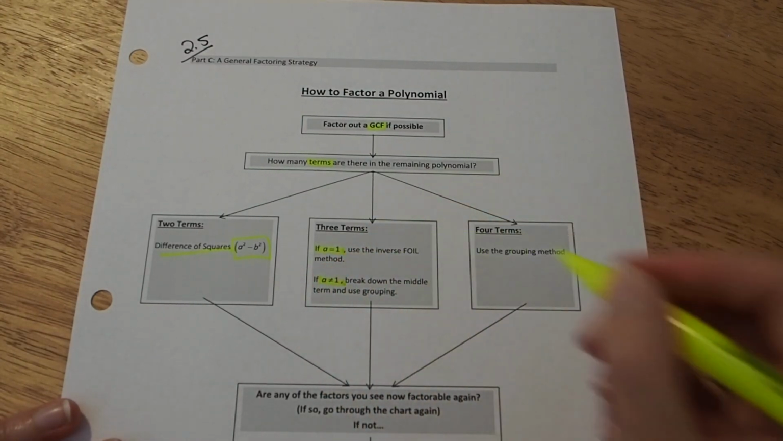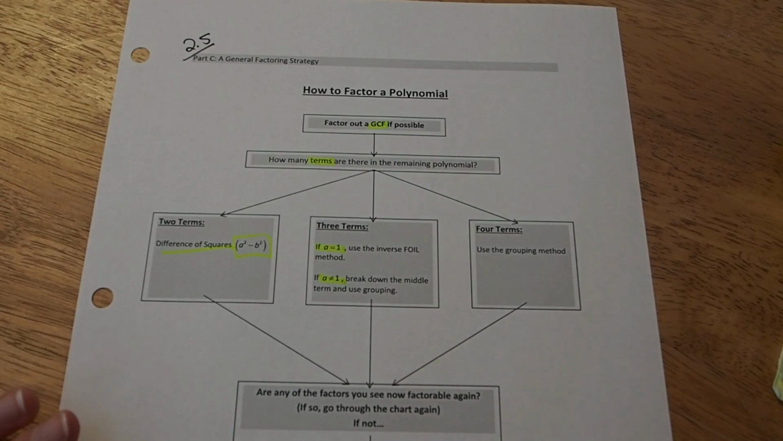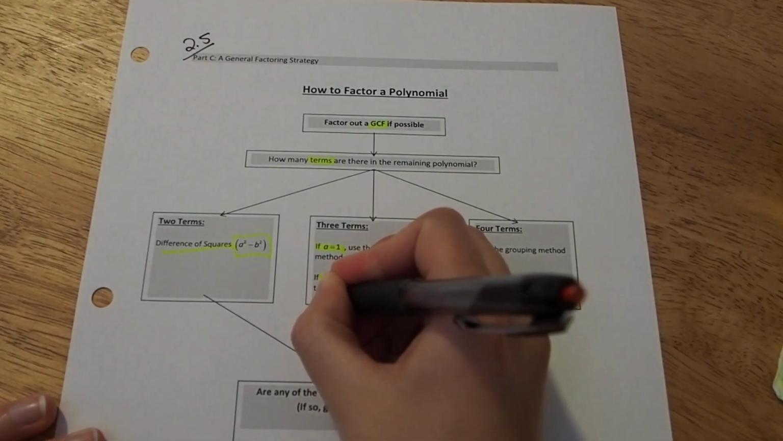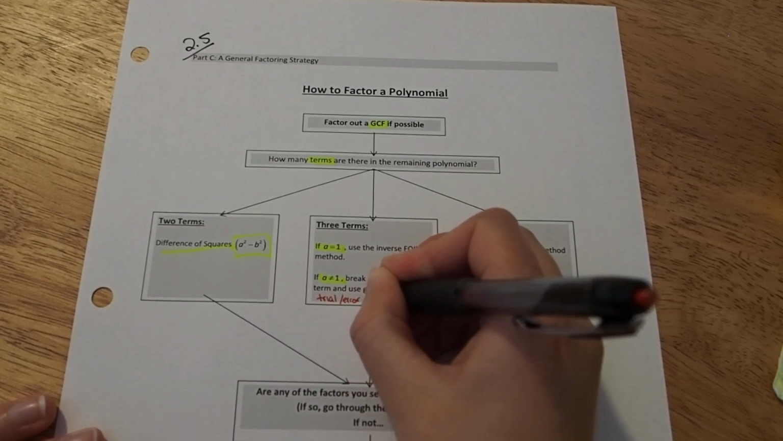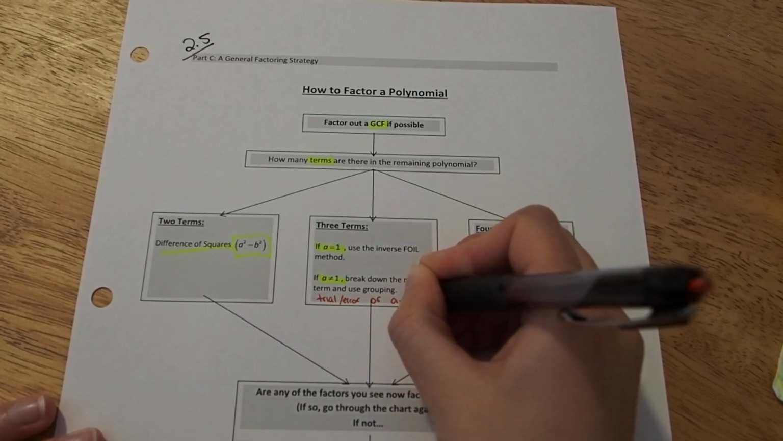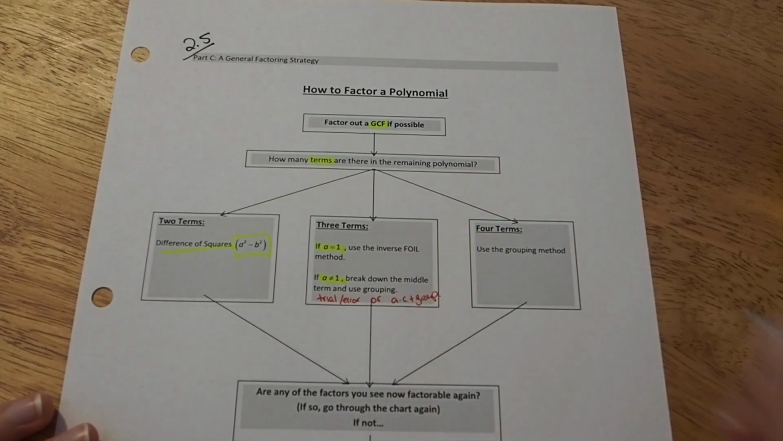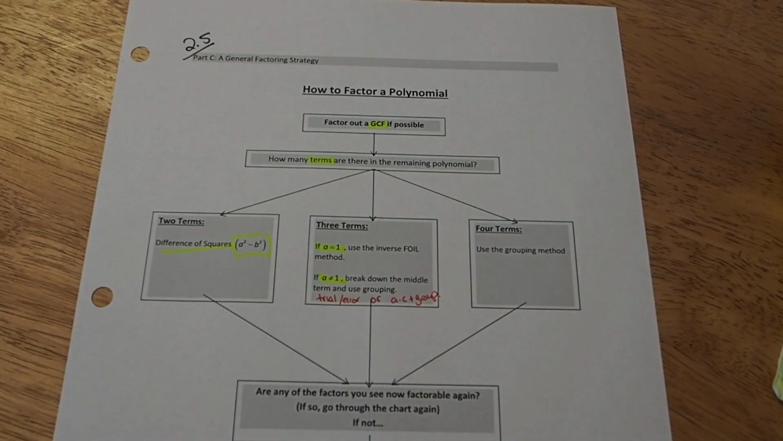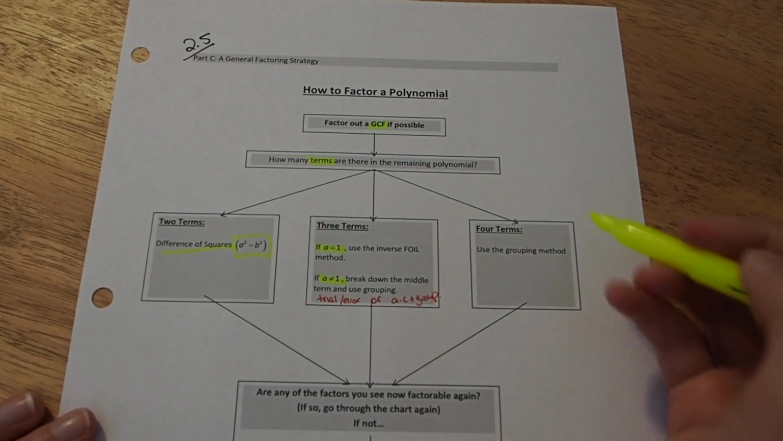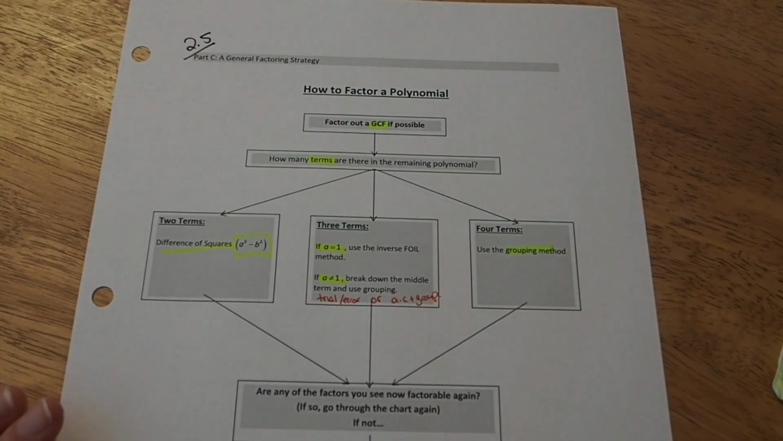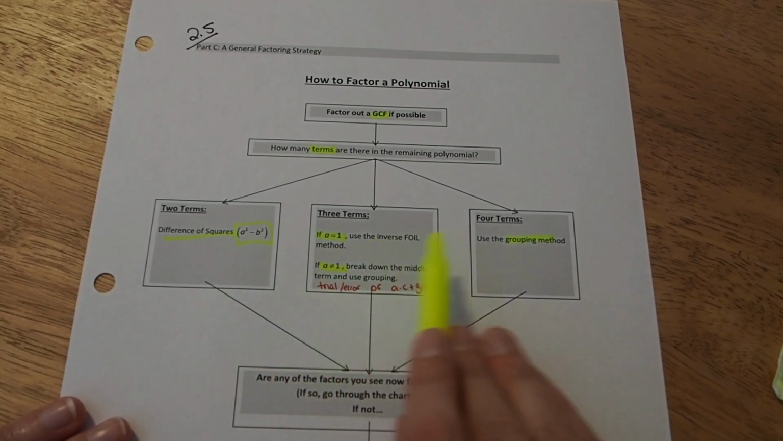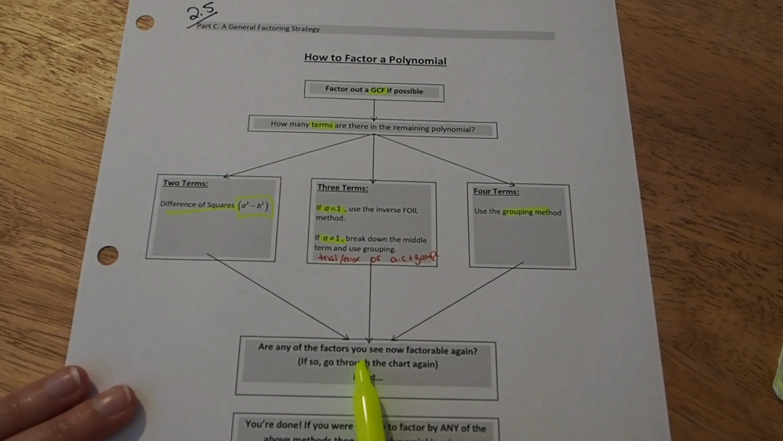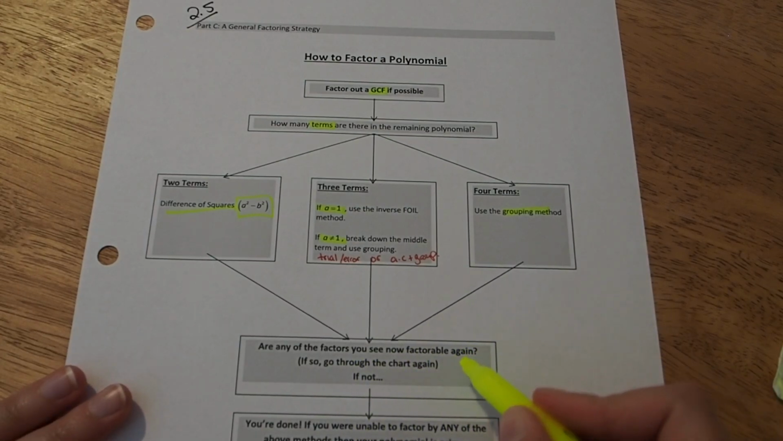And if a is not equal to 1, then you use two different strategies. Again, you can trial and error, or you can use grouping. So trial and error, or AC for grouping. So there are two possibilities in that case. And lastly, if there are four terms, then you're only going to have one possibility, and that's grouping. Always make sure after you factor by one of these methods that you look at your factors to see if any of the factorables are factorable again. If so, go through your chart again, and if not, we're done.